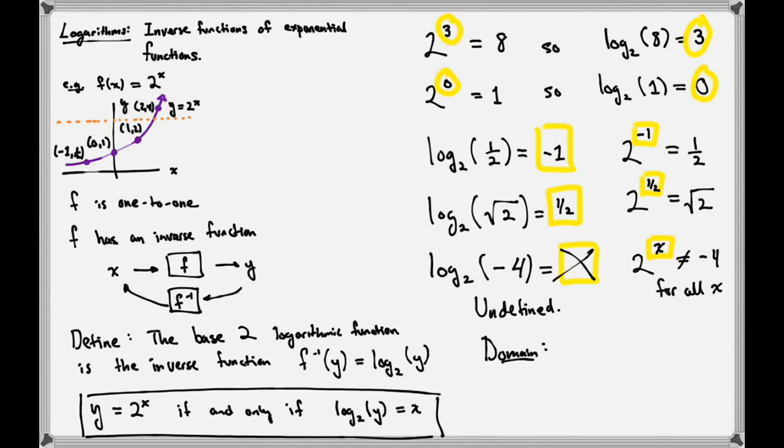And we can summarize that now as one of the properties of log. The domain of log base 2 of y only will allow as its inputs positive real numbers. So the logarithm is defined only for y greater than 0. That's because the outputs of the exponential function are positive values, so the inputs to the logarithm must be positive values.